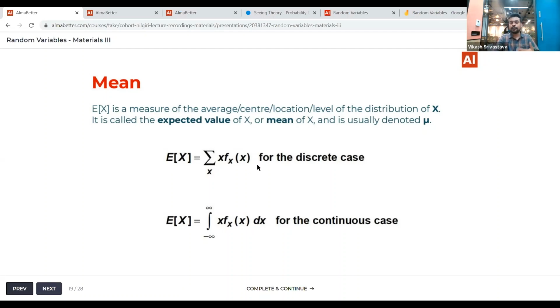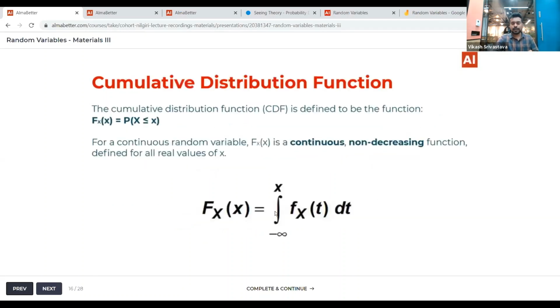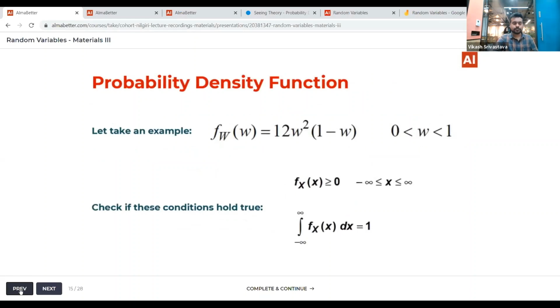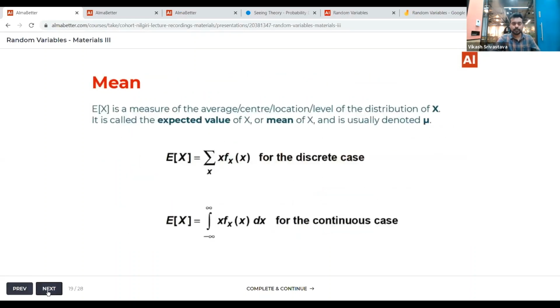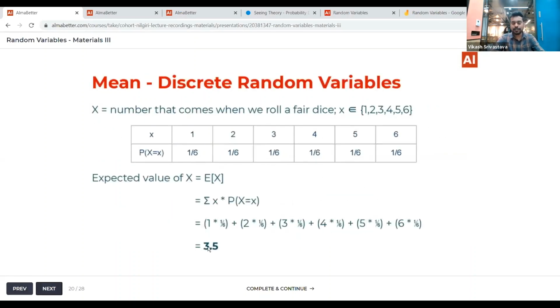Even though that might not be the correct value, just as we saw here, in the case of rolling a die, the expected value comes out to be 3.5, but that is not the value we'll ever see in life when we roll a die, right? But that gives us a general idea that yeah, this is the expected value.